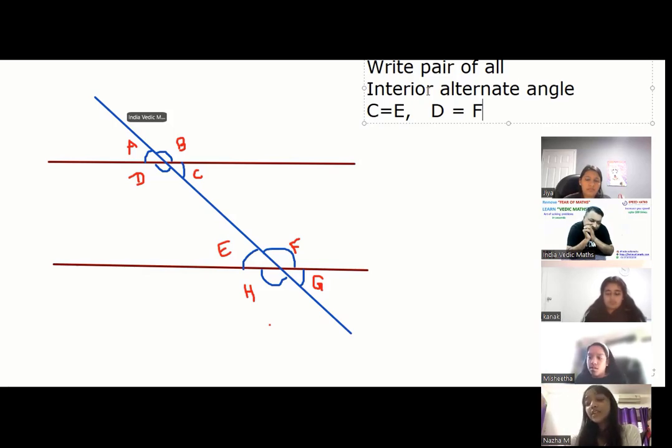Sir, it's not a doubt. I just got the corresponding angles and alternate angles mixed up last time. You are right. I know, because corresponding is same side. Good.